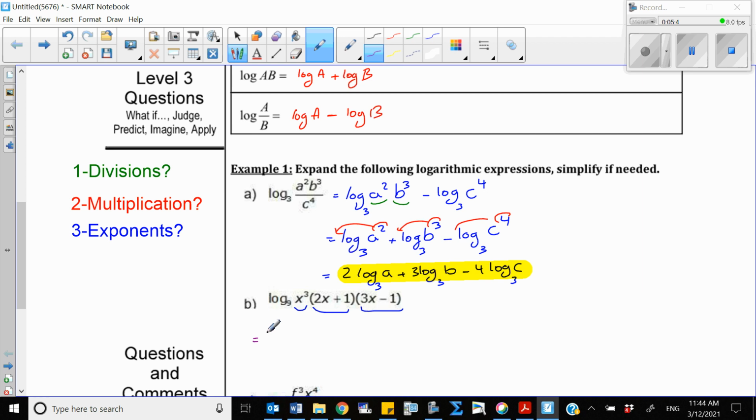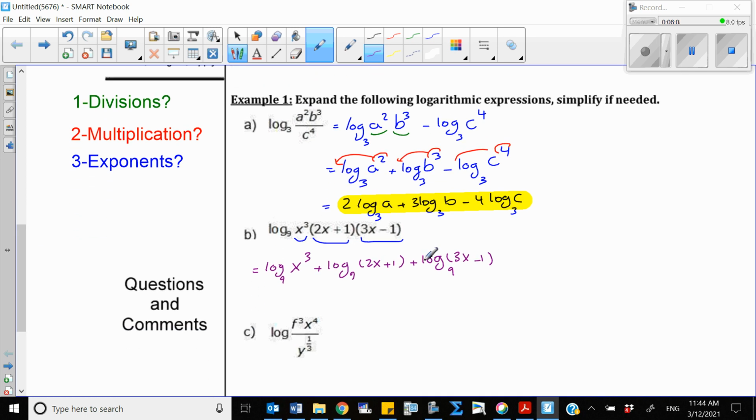So I can write this as log base 9 of x cubed plus log base 9 of 2x plus 1 plus log base 9 of 3x minus 1. So this is the first step. Now I need to look if I have anything else that I can simplify.